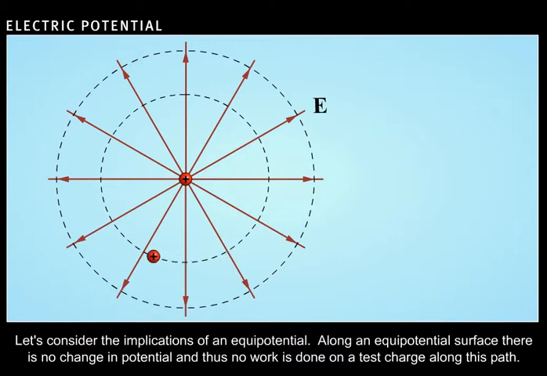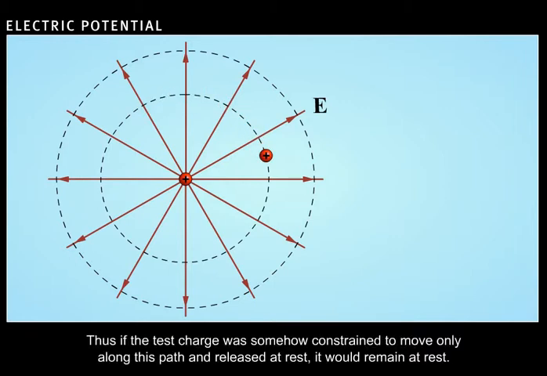Along an equipotential surface, there is no change in potential and thus no work is done on a test charge along this path. Thus, if the test charge was somehow constrained to move only along this path and released at rest, it would remain at rest.